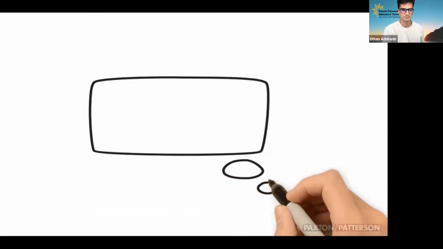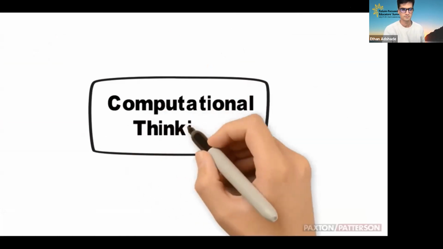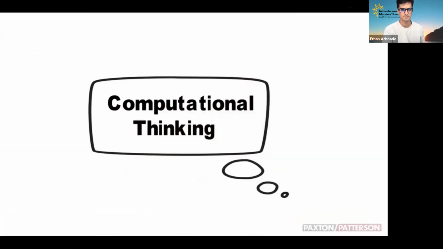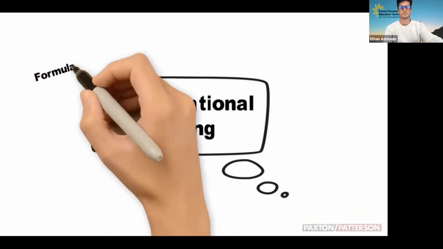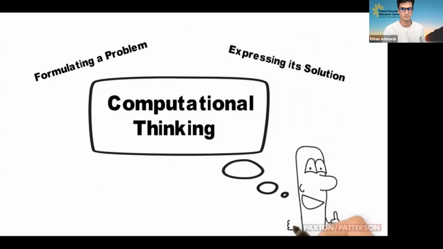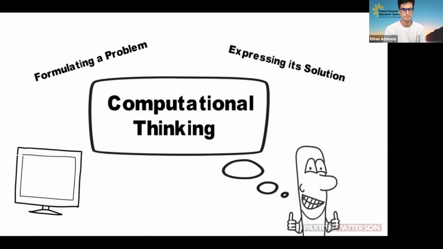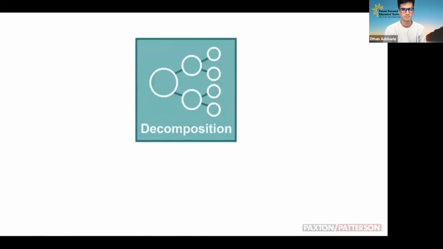Today, we are going to demonstrate a common process for solving complex problems known as computational thinking. Computational thinking is the thought process involved in formulating a problem and expressing its solution in such a way that a computer, human, or machine can effectively carry it out. Computational thinking involves 4 steps. Step 1 of the computational thinking process is decomposition.